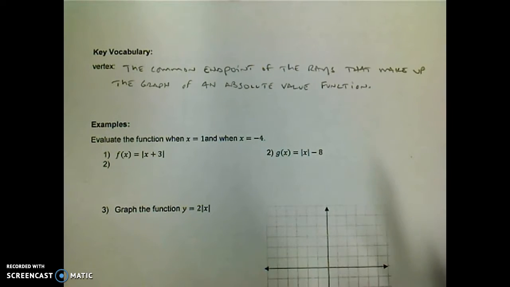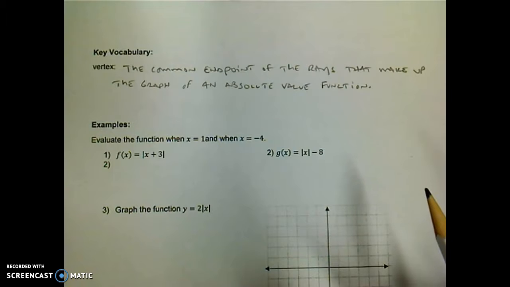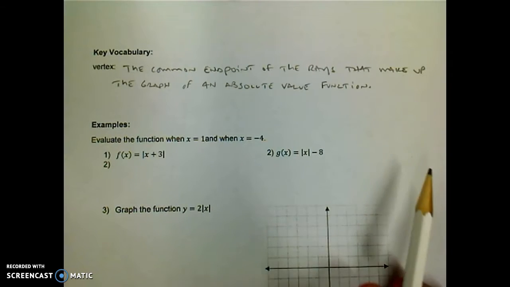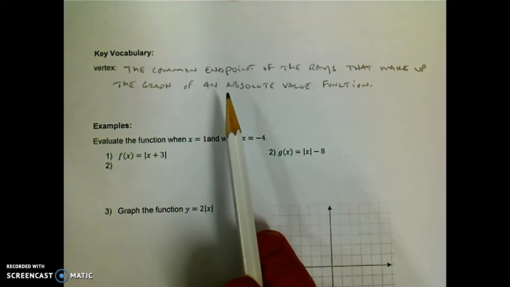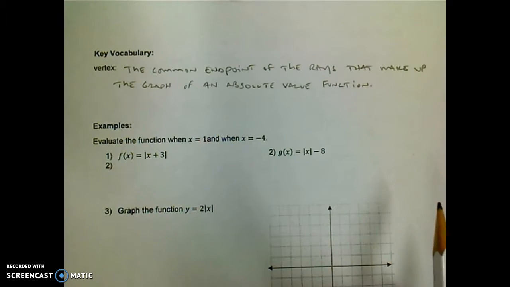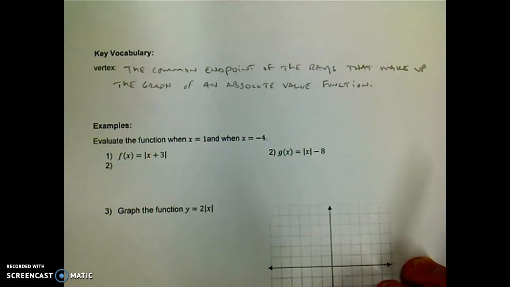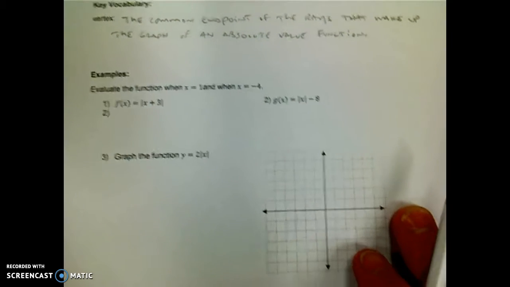Now, in the next unit, we'll be taking a look at quadratic equations and quadratic functions. We'll look at their graph, a parabola. I explained that vertex will have a slightly different meaning when we start thinking about parabolas. But for this course, for this track, and for the textbook that we use, we're going to say that the vertex is the common endpoint of the rays that make up the graph of an absolute value function.